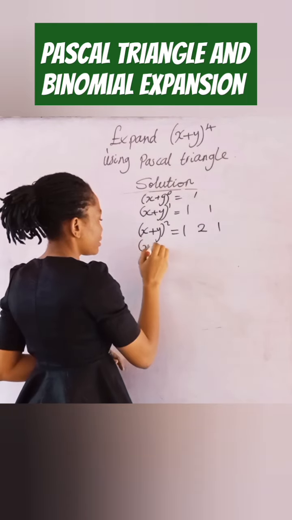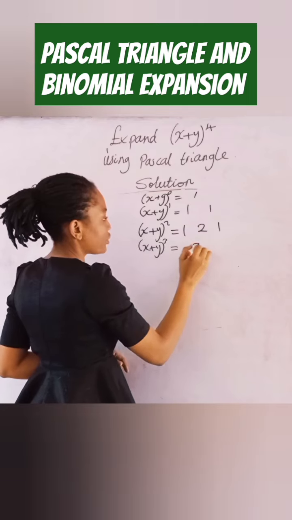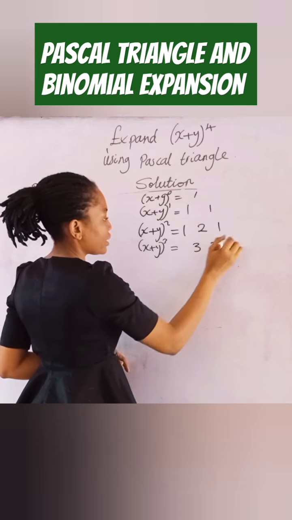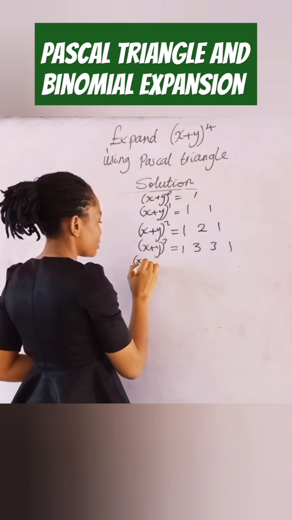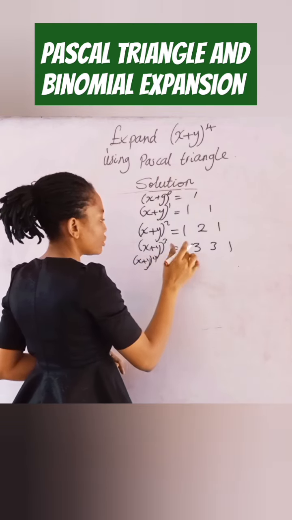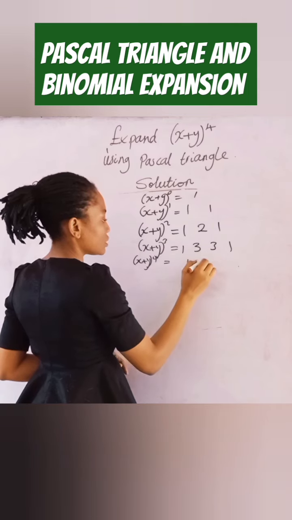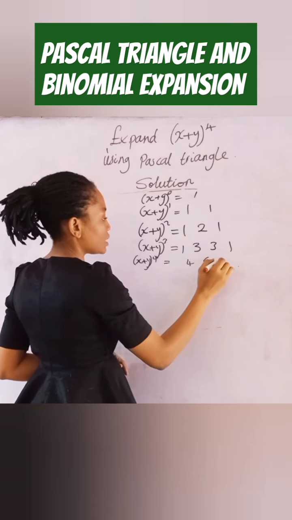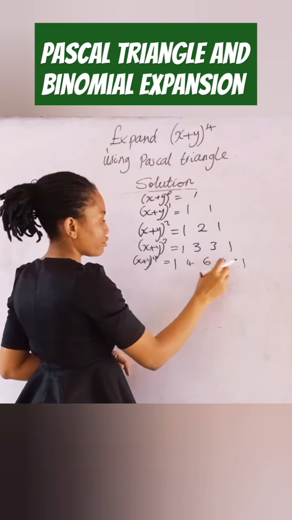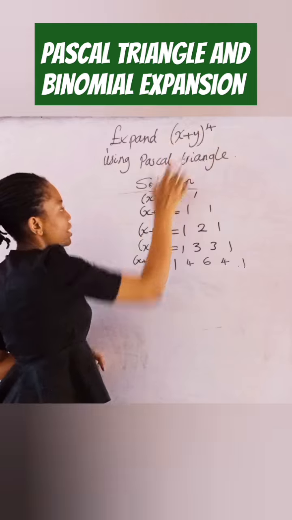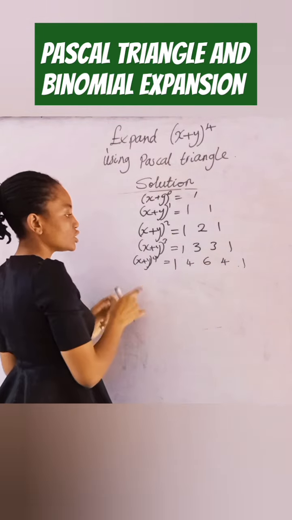Then if it was 3, all right, add up this middle, 3, add this one, 3, introduce 1. Then if it is 4, all right, x plus y, power of 4, 1 plus 3 gives me 4, 3 plus 3 gives me 6, 3 plus 1 gives me 4, then add 1 also. So we're going to have 1, 2, 3, 4, 5 terms for this expression. So now we have gotten the coefficient of each of the values of x.